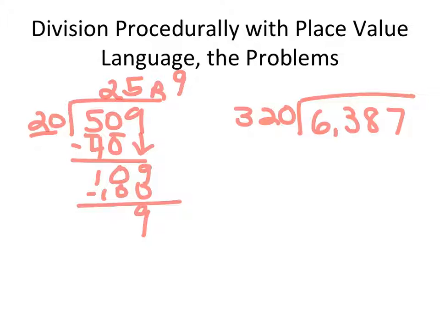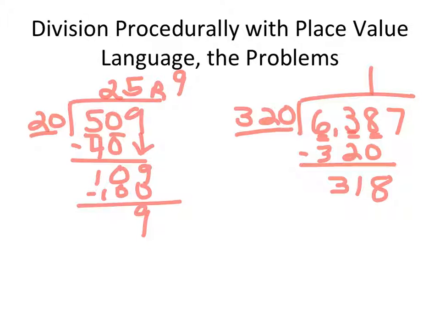In the next problem, we're thinking, how many 320s are there in 6? None. How about 63? None. How about 638? Well, I probably can get 1 or 2 out of there. How am I going to know for sure? Well, 2 of these would be 640. That's going to be a little too much, so I'm just going to do 1, 320, and I'm going to subtract to see what I haven't used yet.